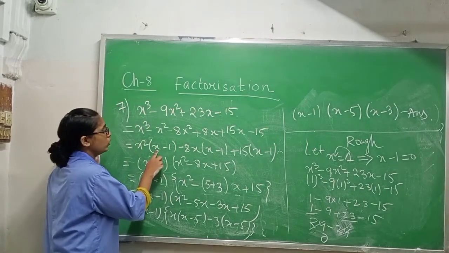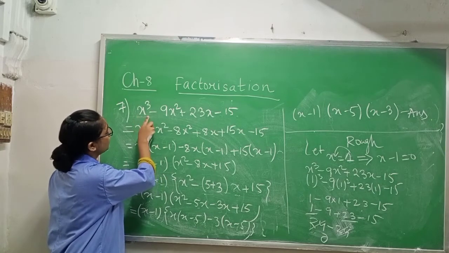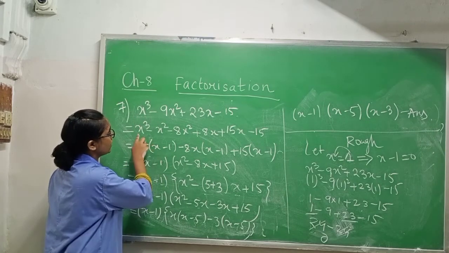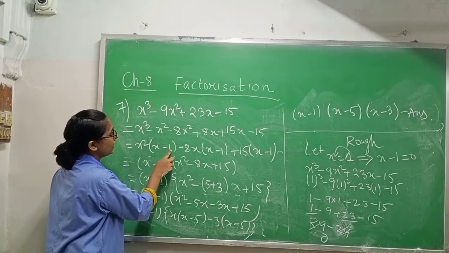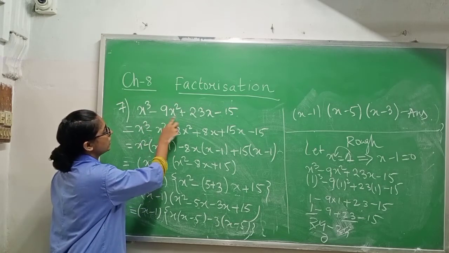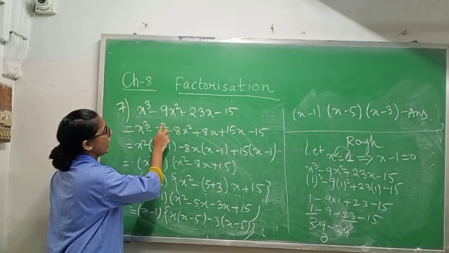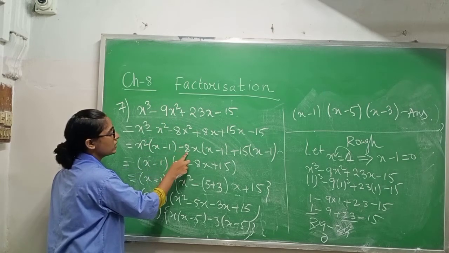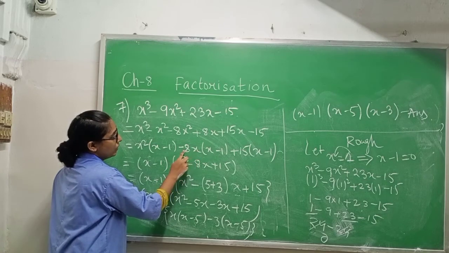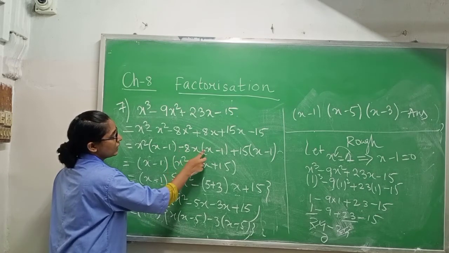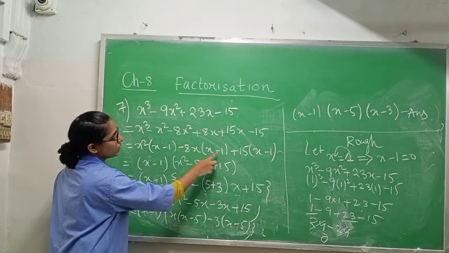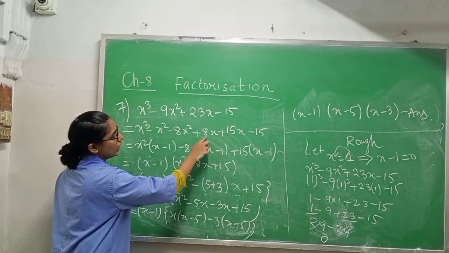Now see, here you have only x. What do you need? x cube. So that is why I am multiplying with x square. So x square into x is x cube, x square into minus 1 is minus x square. But here we have minus 9x square. I got only minus x square. That is why I am multiplying with minus 8x. So when I multiply with minus 8x, minus 8x into x is minus 8x square, minus 8x into minus 1 is plus 8x.